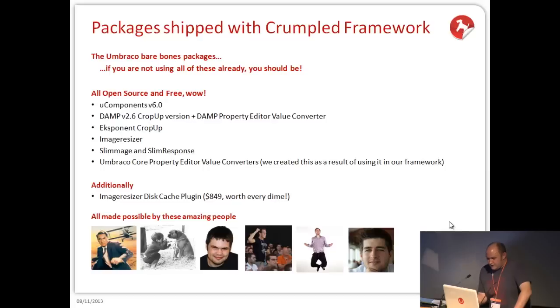One thing we do add, which is not open source, is the ImageResizer disk cache plugin, which you don't need. ImageResizer works without it, but it certainly does a lot for your performance if you have it, and it's $849 for an agency license, so you can use it as much as you like for as many clients as you like, and they have other models as well. What it does is mean that every time an image is requested, it doesn't have to be generated. It's actually saved to disk the first time.